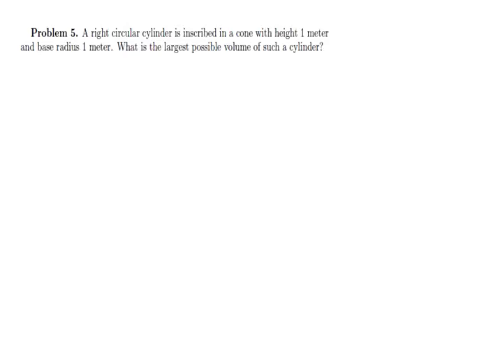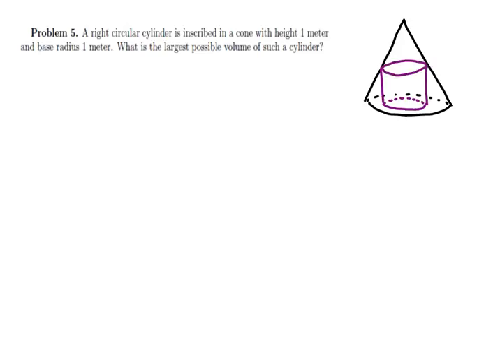In problem 5, a right circular cylinder is inscribed in a cone with height 1 meter and base radius 1 meter. What's the largest possible volume of such a cylinder? So we have a cone, and inside that cone we're going to inscribe a right circular cylinder. Now the height of the cone is 1 unit and the radius of the base is 1 unit.